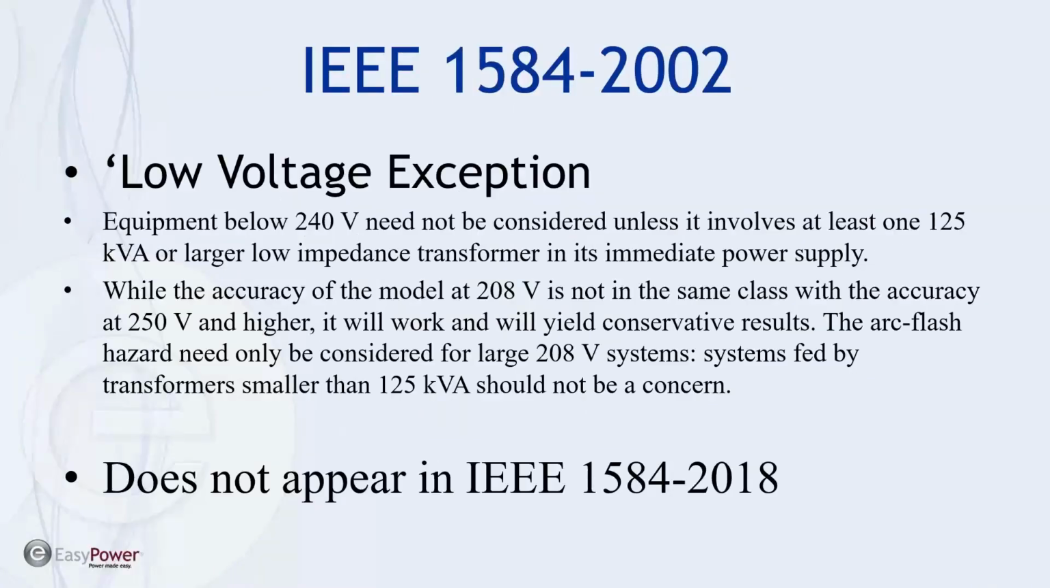Now the other thing that's kind of evolved, and this is part of IEEE 1584, in the 2002 version, which is when it was originally introduced, it had what was affectionately referred to as a low voltage exception. And this in detail described equipment below 240 volts need not be considered unless it involves at least one 125 kVA or larger low impedance transformer as part of its power supply. And the reason was, while the accuracy of the model is not as robust at 208 volts as it is at 250, it will work and will yield conservative results.